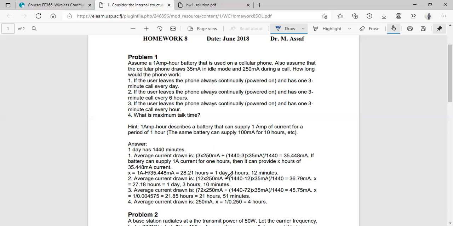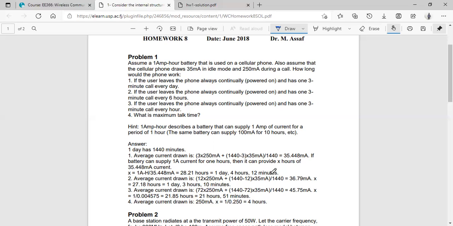So in this particular case, if you do the average of it, this is the equation that we get. Finding the average, we'll get 36.79 milliamps. Again, the user needs an average of 36.79 milliamps, and we have a 1 ampere hour battery. So if we divide 1 ampere hour by this particular current, we get the x hours of operation.